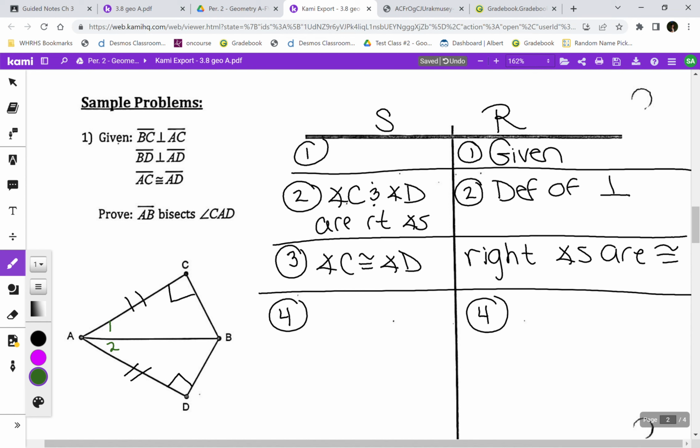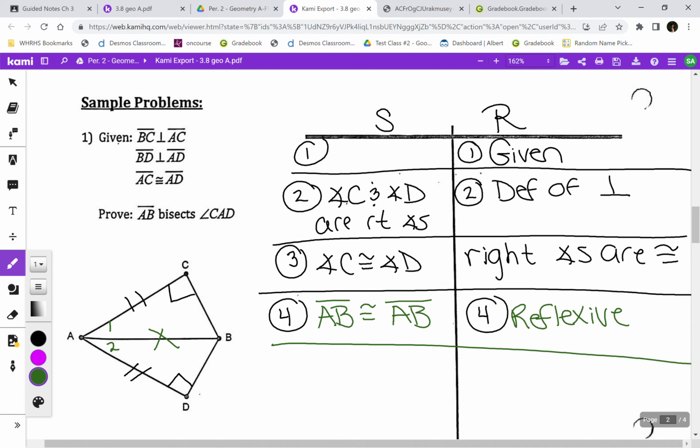Can I do sides to angles and get 1 and 2 congruent? Legs to base angles. Can I do that? No. Why? They're not base angles in the same triangle. So we can't do legs to base angles. So I'm going to prove these triangles congruent. Can we say AB reflexive? Yeah. So we're going to say AB congruent to AB, reflexive.